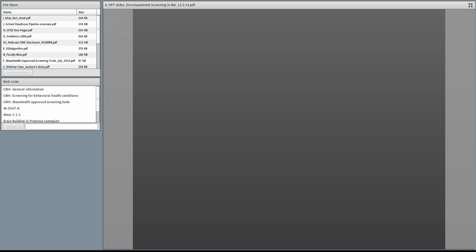It's very important to also think about ASD. There is another algorithm for ASD, and the times for the universal screening are the 18 and 24 month visits as well. Okay, so what does MassHealth require for screening in young children locally?